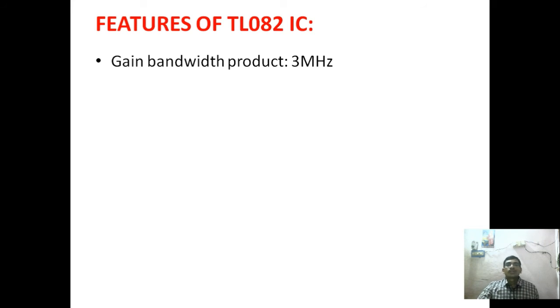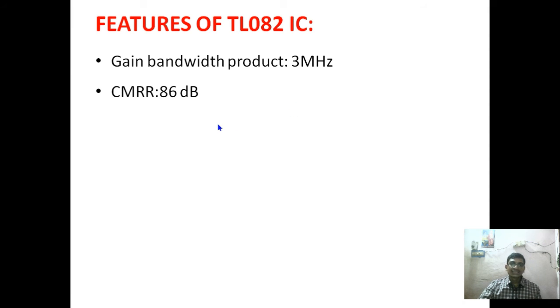The features of the TL082 IC. The gain bandwidth product is 3 MHz. When compared with the 741, the bandwidth is more. The 741 operational amplifier has a gain bandwidth product of 1 MHz only. Here, the gain bandwidth product is 3 MHz.